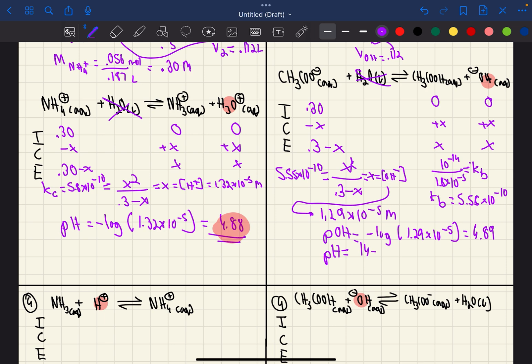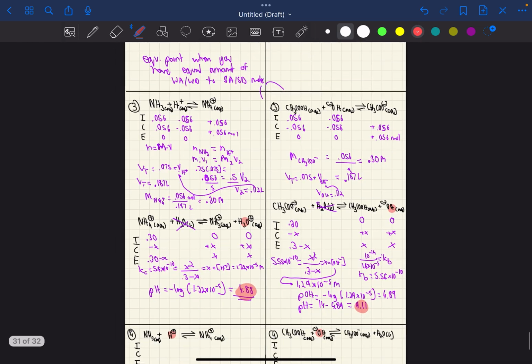So you take 14 minus 4.89, which is going to give you 9.11. So that's your pH, and that's it. That's how you solve for this equivalence point question.